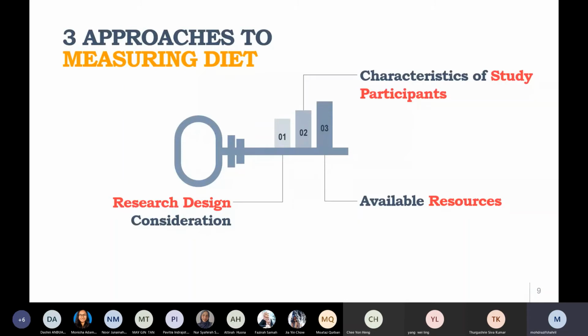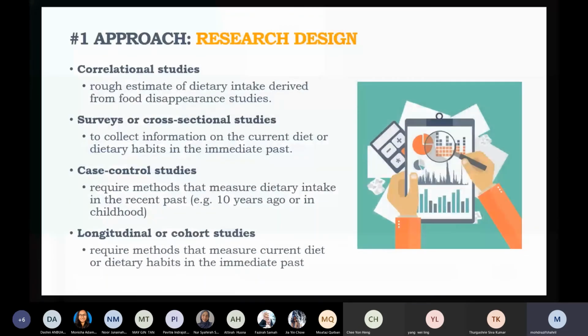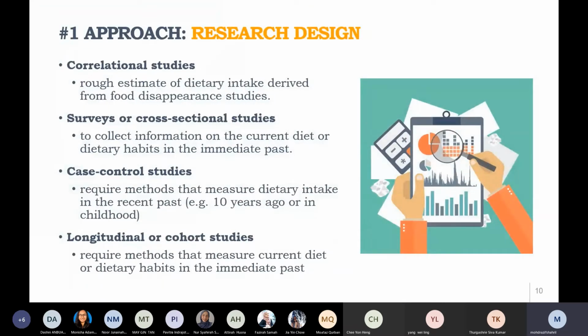So we will go one by one. The first approach is by looking at research design. If you are conducting correlational studies, we just need a rough estimate of dietary intake, which we can see from the food disappearance studies. We will see the methods of dietary intake assessment later on. So for now, we just accept that correlational studies just need a rough estimate, and food disappearance studies can be conducted to measure dietary intake.